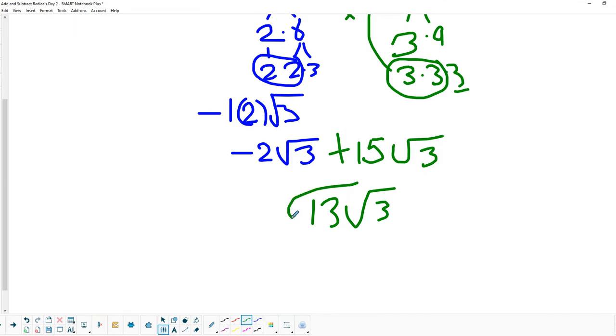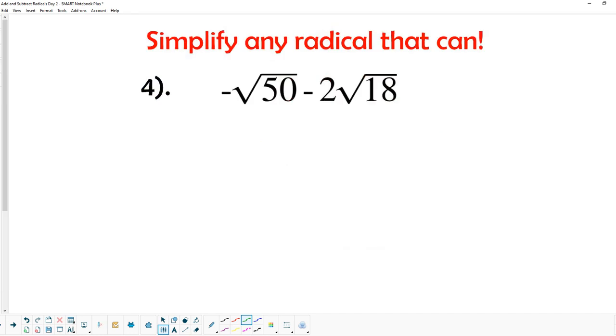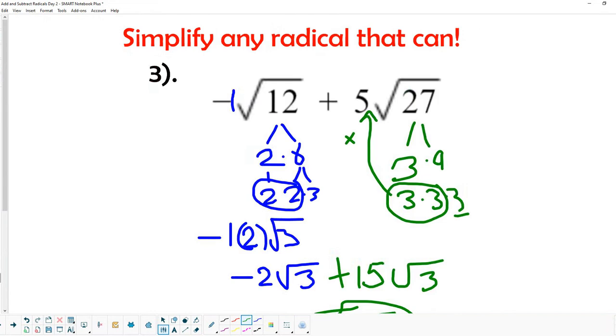All right, so let's see what our next example is then. Okay, -5 or -1. See, that's one that looks real familiar.